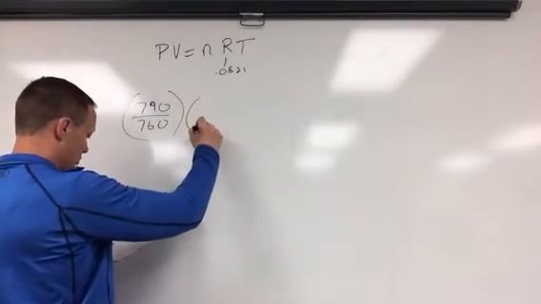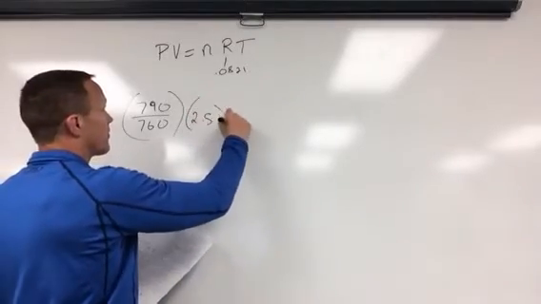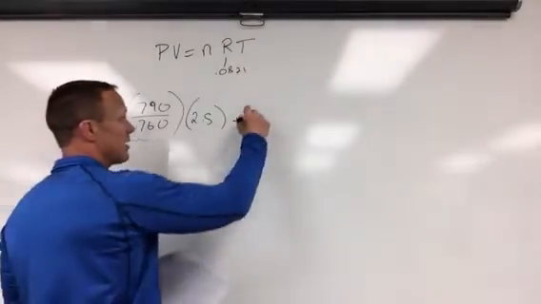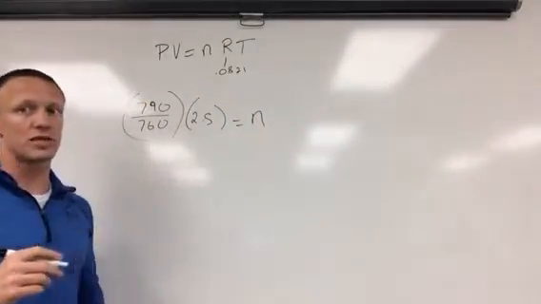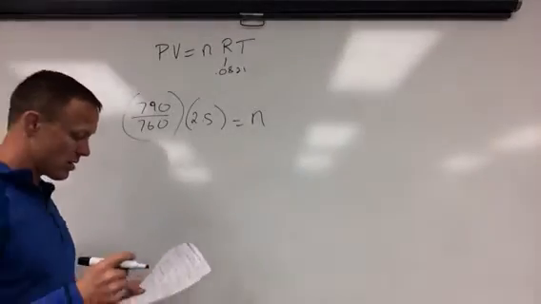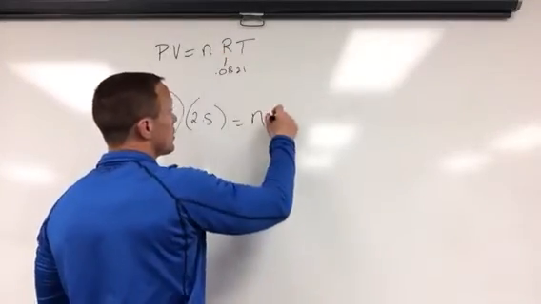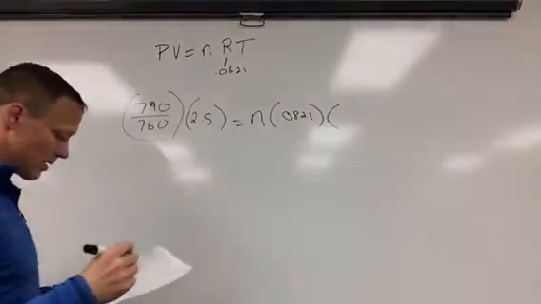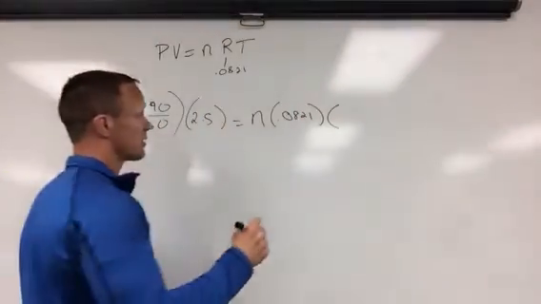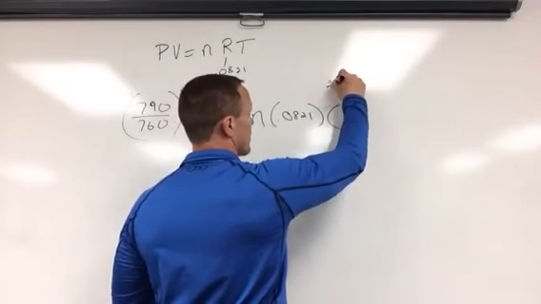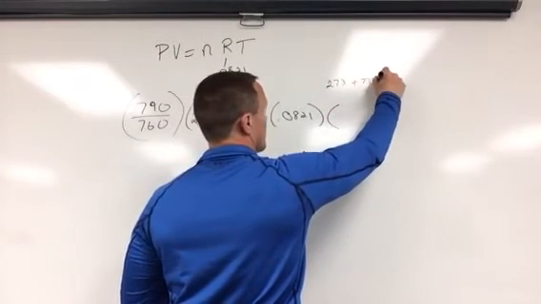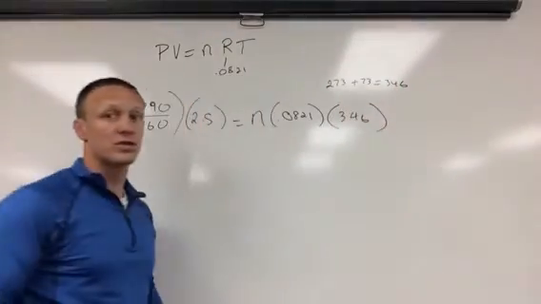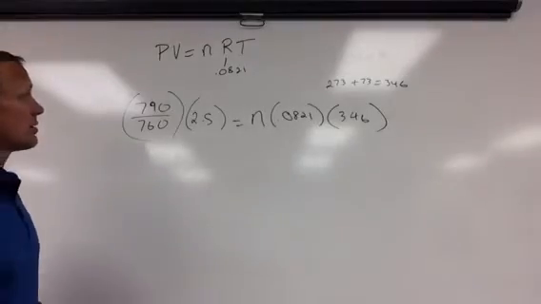Our volume, we said, was 2.5 liters, equals, we're trying to figure out the mass of CH4. So I'm going to put in n and solve for moles. Moles is not mass, but we can convert to mass from there. And then we have our 0.0821, and our temperature is 73 degrees Celsius. So 273 plus 73 gives us 346 Kelvin. Same type of deal.